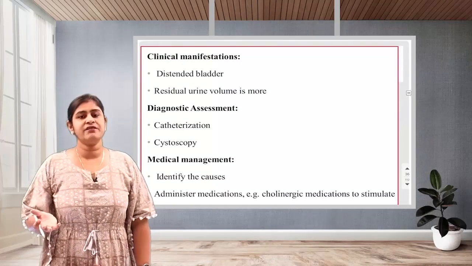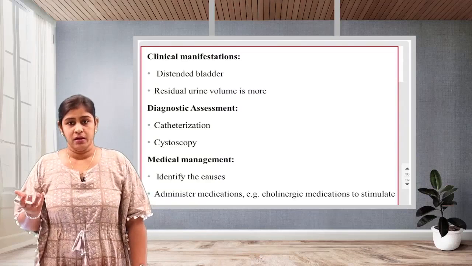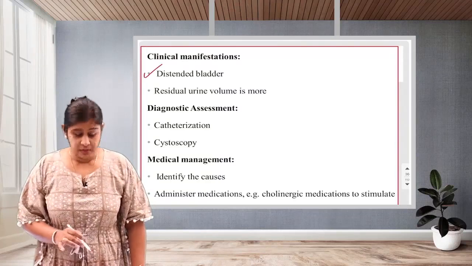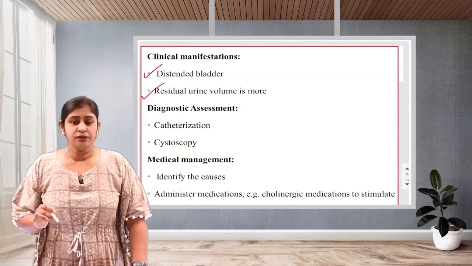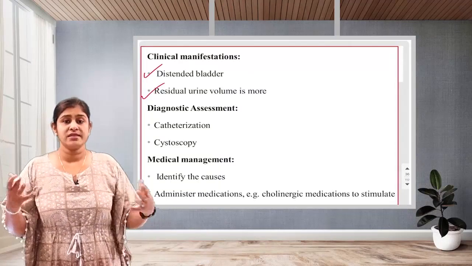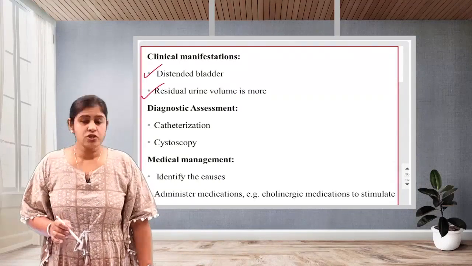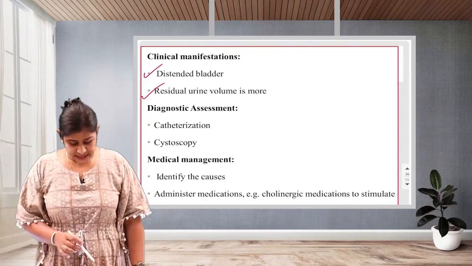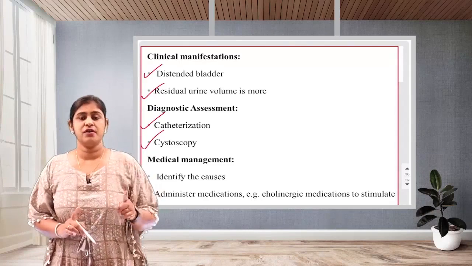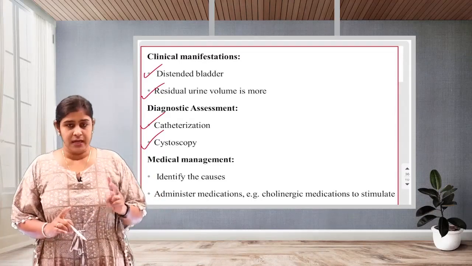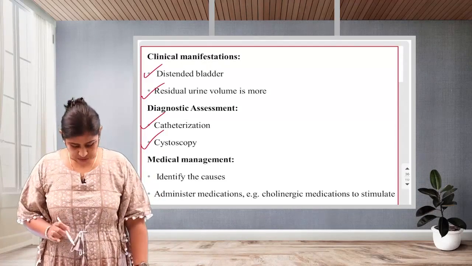What are the clinical manifestations of urinary retention? First is a distended bladder. The bladder will be distended, and the residual urine volume is more. Diagnostic assessment: the first thing is catheterization. Second is cystoscopy. So, first catheterization should be done, and second, cystoscopy can be performed.